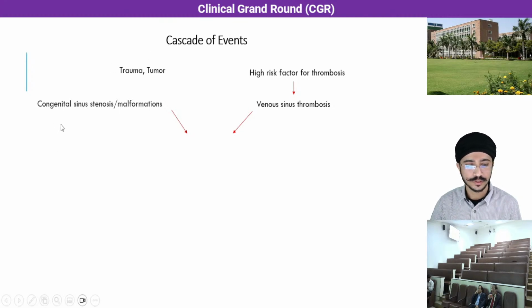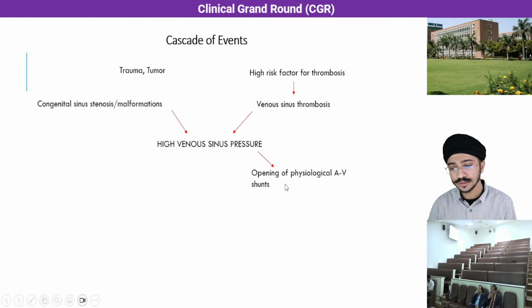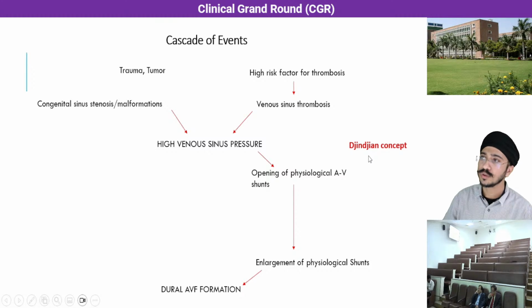Tumors, trauma, and congenital sinus stenosis or malformations, high risk factor for thrombosis or previous history of venous thrombosis, all of these cause high venous sinus pressure. And this high venous sinus pressure causes the opening of the physiologically occurring AV shunts. These AV shunts enlarge over time, and this results in the formation of a dural AV fistula. This is what we call Gingian's concept.